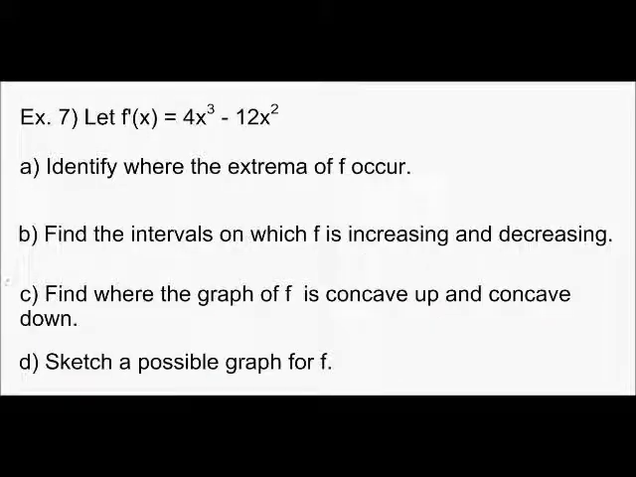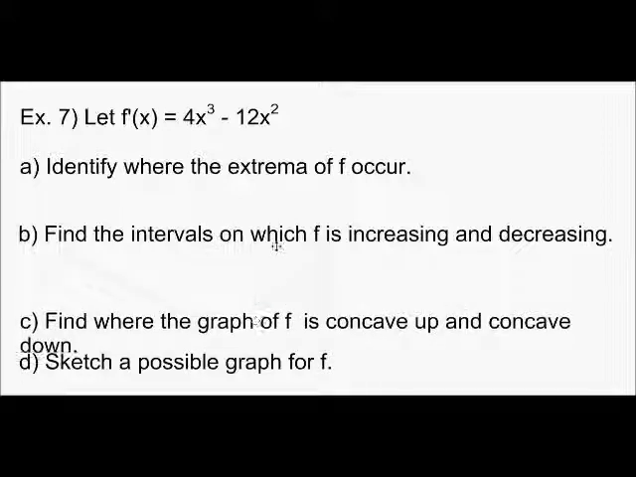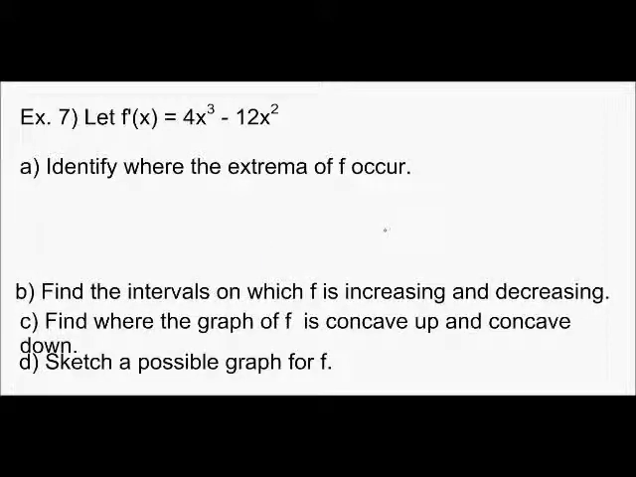Example 7, this is a 4-part one, you can see it. Let f prime of x equal 4x cubed minus 12x squared. Identify where the extrema of f occur. Well, I know that the extrema are going to occur where f prime is equal to 0. So why don't I go ahead and set this equal to 0.